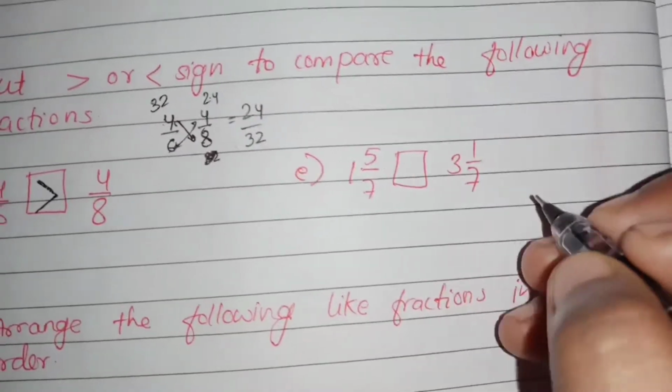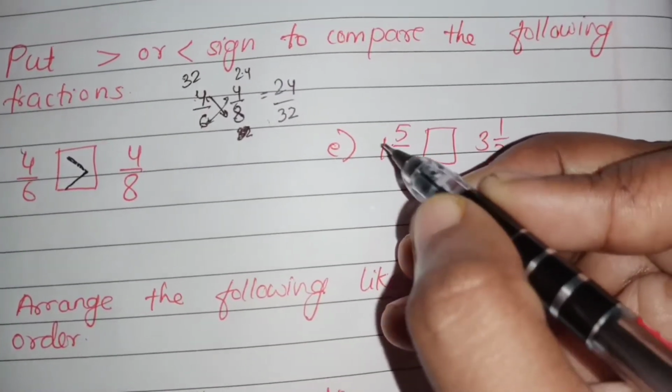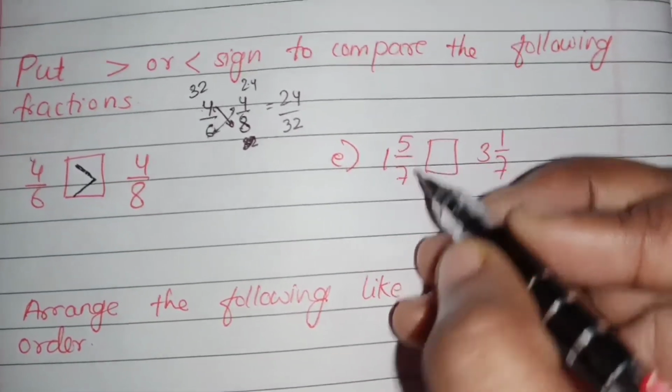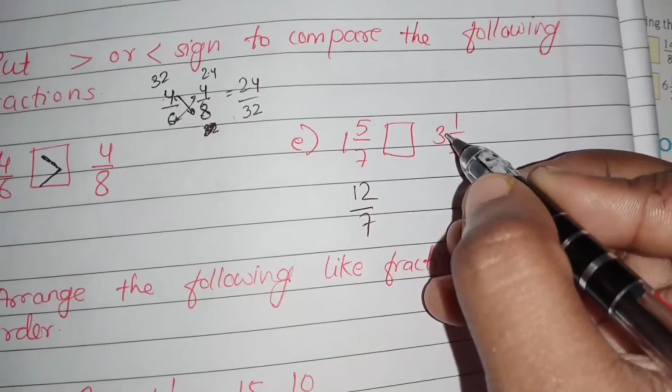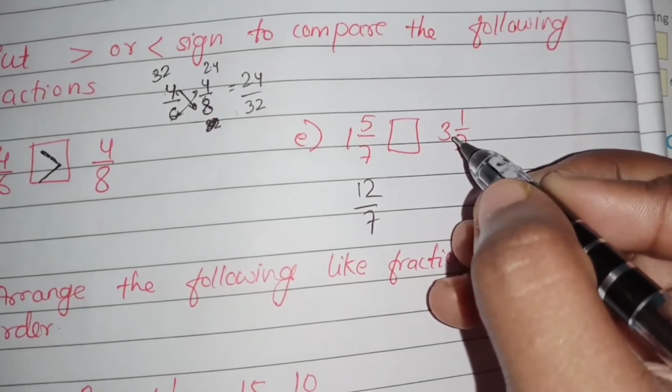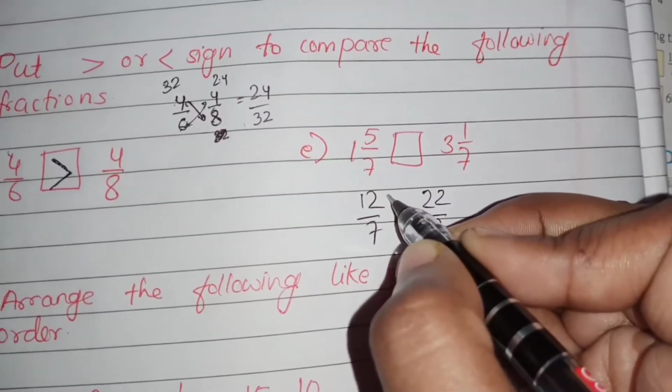Now this one is a mixed fraction. First we'll convert this mixed fraction. Okay, so 7 1s are 7, plus 5 is how much? Is 12 by 7. Okay, 7 3s are how much? 7 3s are 21. 21 plus 1 is how much? Is 22 by 7. So this one is easy.